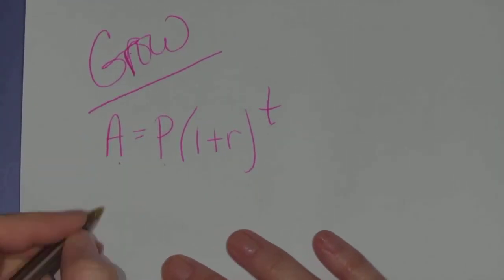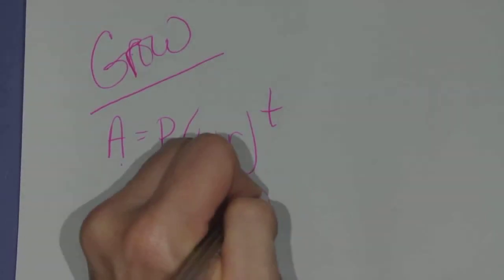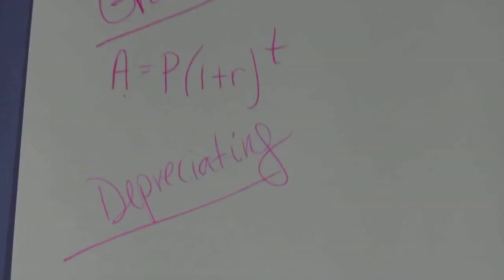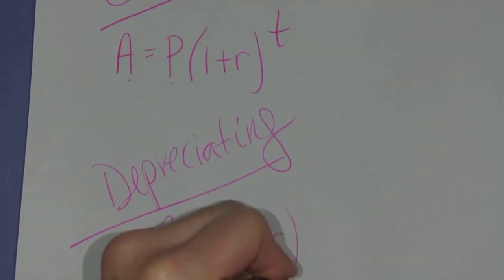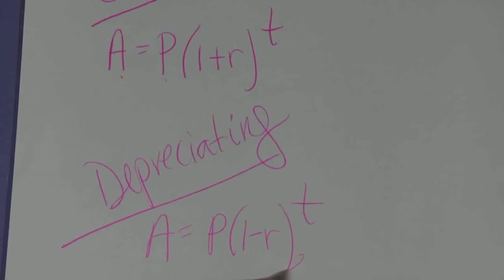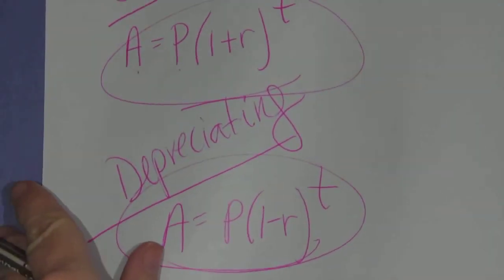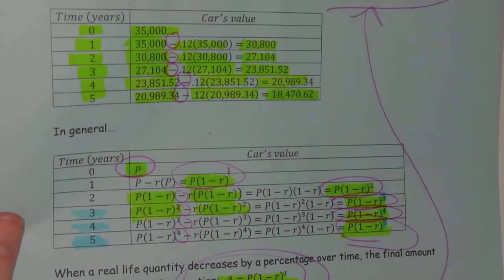But when you're depreciating, you're losing worth. So appreciating, depreciating, you just change one sign, and it's A equals P times (1 minus R) to the T. So these are your takeaways. I just didn't want you to think these formulas just poof came out of nowhere. I wanted to derive them, and that's what we did there.